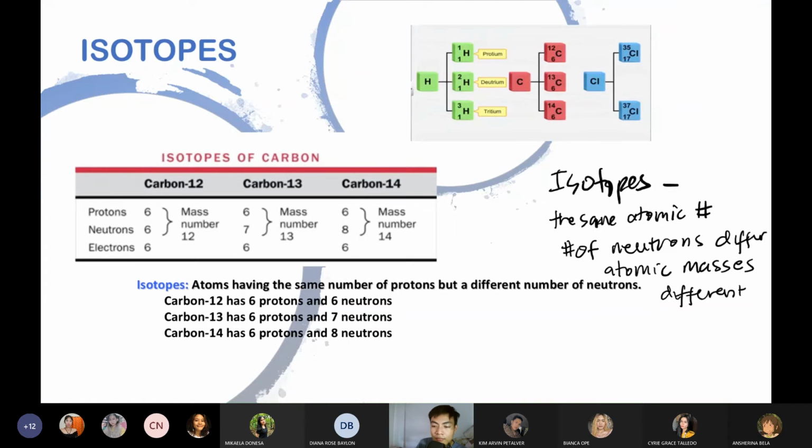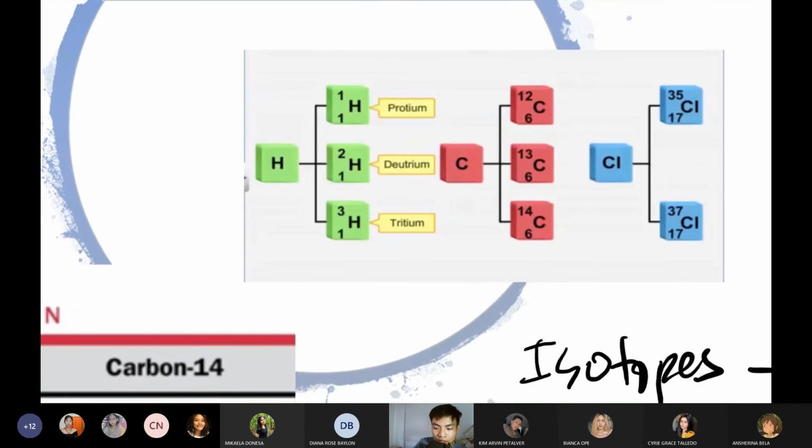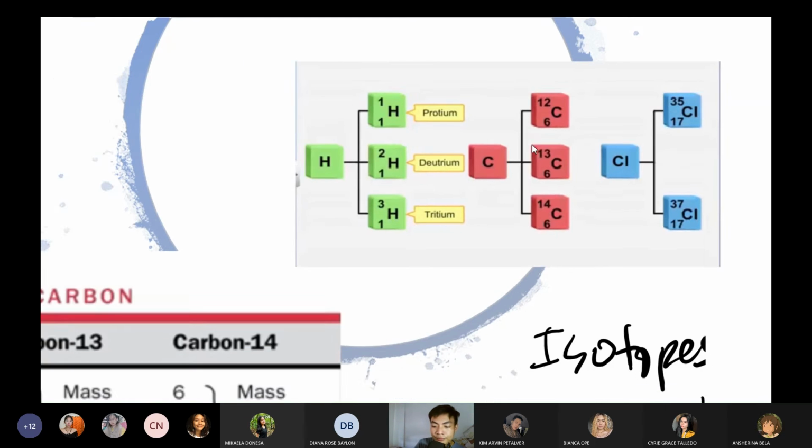Okay. So for hydrogen, ito yung tatlong yon. So we have the protium, deuterium, and tritium. Ito yung nasa fake news, which is very wrong. And for carbon, there are certain versions of it, such as carbon 11, carbon 12, carbon 13, carbon 14, and so on and so forth.